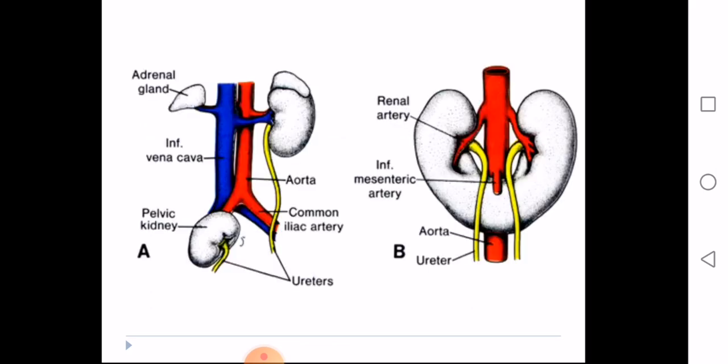So you can see here. Can you see in A? Look at A. Don't look at B. We'll discuss B later. In A, can you see all the structures here? Can you see the adrenal glands and the kidney? And you can see the right kidney is down. It has not gone up. It is in the pelvic region.